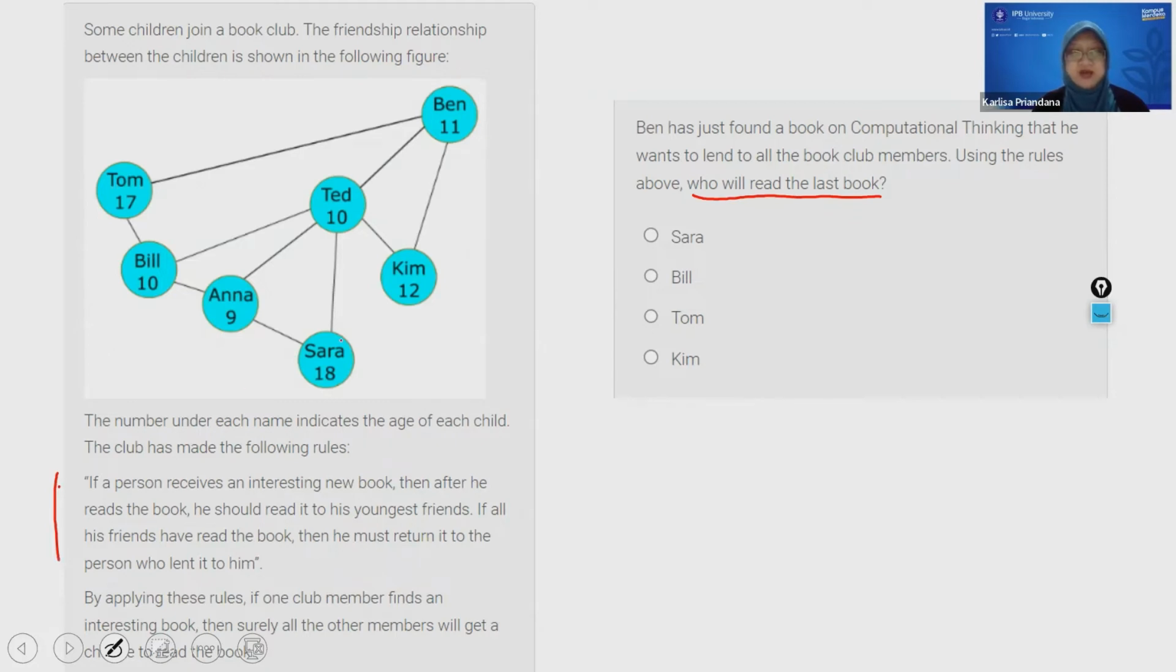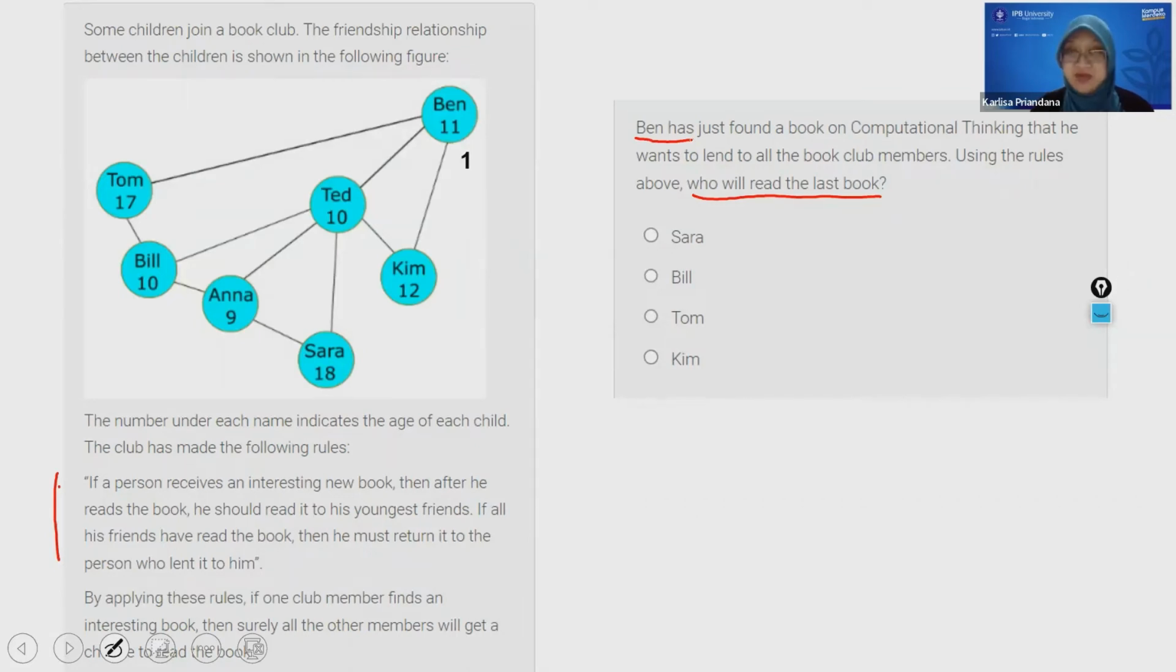And what is the other most important information? Ben. Okay. Ben is the person who gets an interesting new book. And you will need to know who read the book last. Who will be the last person who read the book. I think that's the meaning of the question. Okay, let's start with Ben then. And you choose between Ben's friends there. Tom, Ted, and Kim. Who will read first?